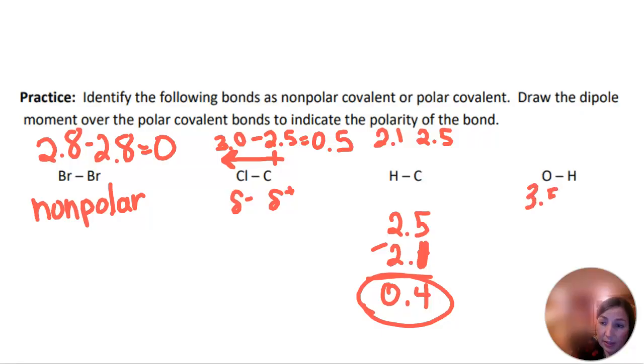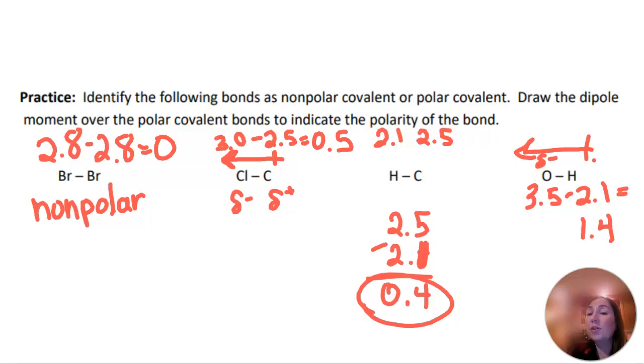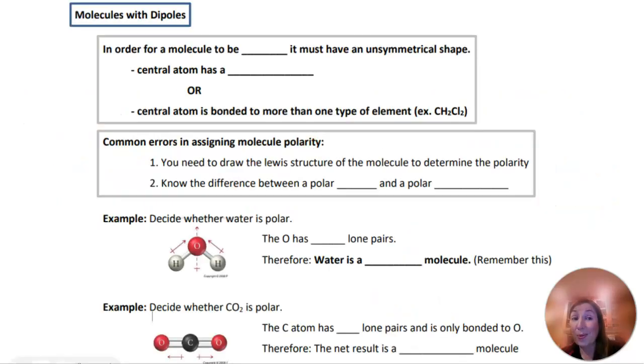How about oxygen to hydrogen? Oxygen's electronegativity is 3.5 minus hydrogen's 2.1. So that difference is 1.4. That's polar. Draw in your polarity arrow. It should be going toward the more electronegative oxygen. And we could also have done a little delta minus for O and a little delta plus for H, and those work as well. So only draw polarity arrows in when the bond is actually polar.